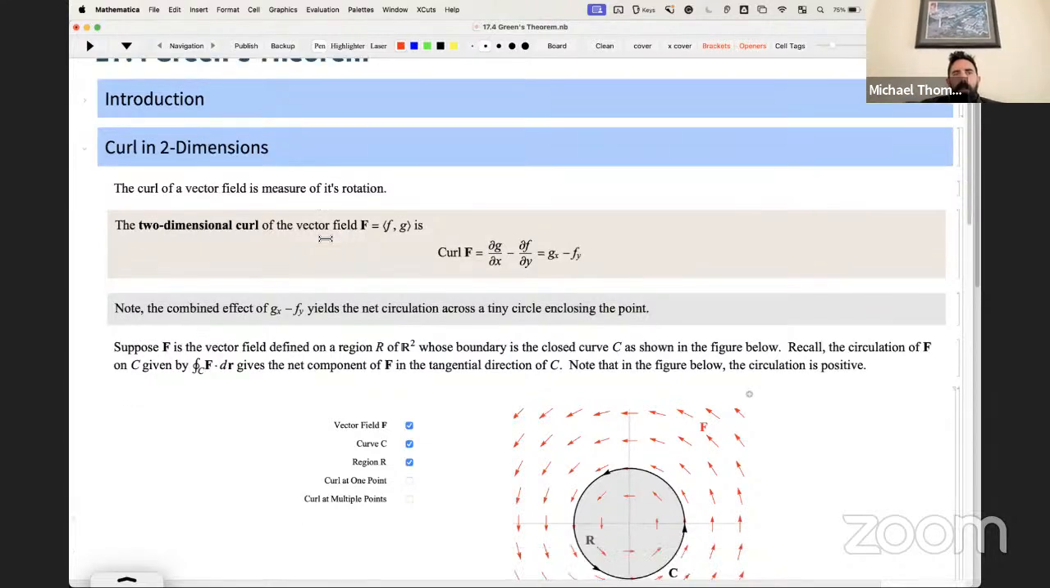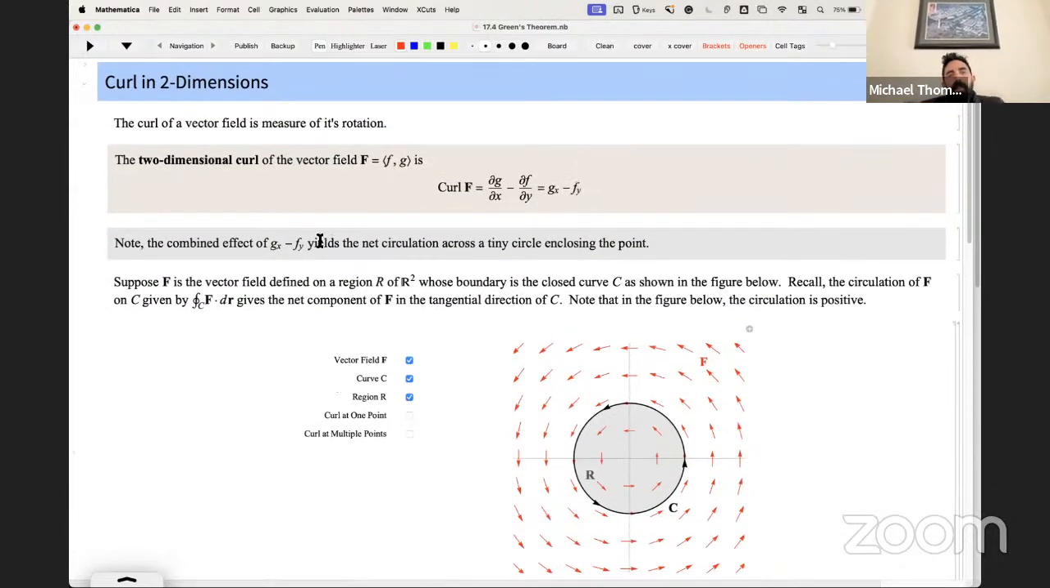So the big picture is that curl is basically a measure of the rotation of a vector field. The formula for curl, if it's a two-dimensional vector field, is given like so. This is the notation we use, curl of F, but this is what it is. It's the partial of g with respect to x minus the partial of f with respect to y. And you can write it, usually I'll write it like this. More simply, it means the same thing, right? Just different notation for the same thing.